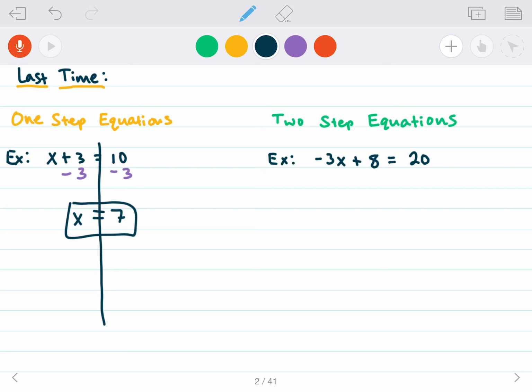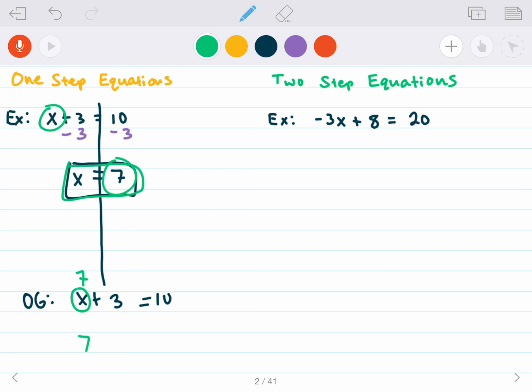Now we can always check to see that we did an equation right by taking our answer and subbing into the original equation for x. So the original equation was x plus 3 equals 10. I claim that x equals 7 is my answer. What we do is we plug in 7 for x, so we just substitute it in, and we have 7 plus 3, does that equal 10? And indeed it does. 7 plus 3 is 10, so 10 equals 10. You get a true equation, so therefore you did the equation correctly.